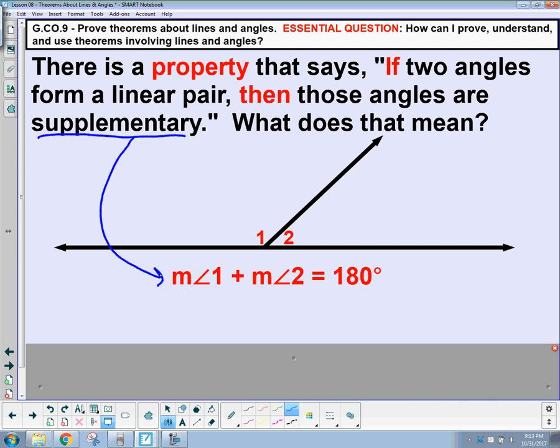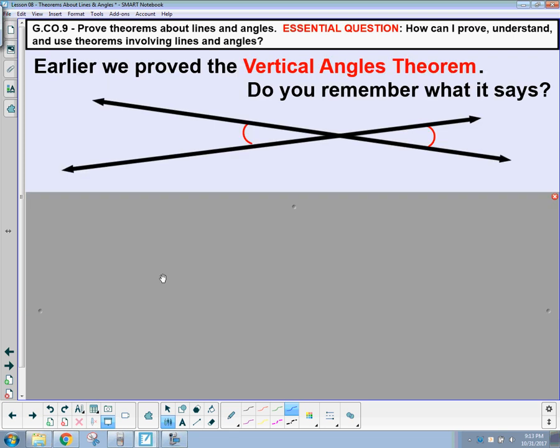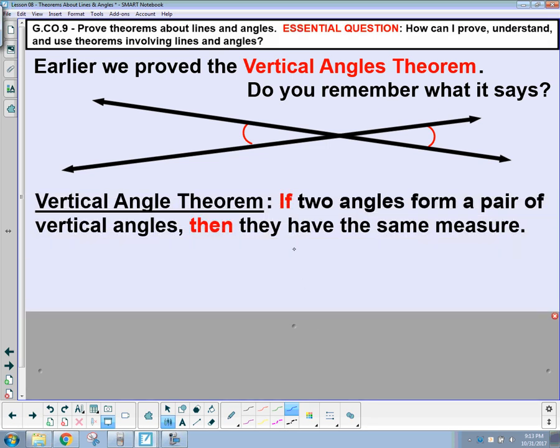So earlier we proved the vertical angles theorem. Do you remember what it says? Vertical angle theorem: if two angles form a pair of vertical angles, then they have the same measure. And we talked about that.